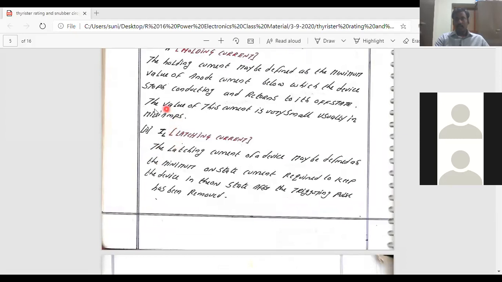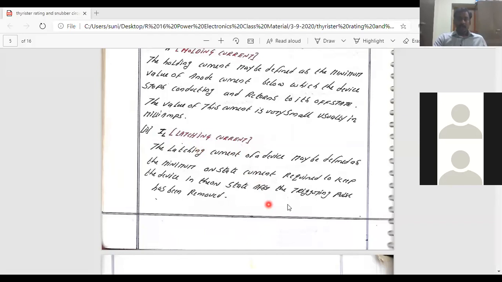Its value is always in terms of milliamps. And then the other one is the latching current. The latching current is defined as the minimum on state current required to keep the device in the on state. Okay, one thing to be remembered here is that this is after the removal of the triggering pulse. So in the case of the latching current, whenever the triggering pulse is removed, the minimum current required to keep the device in the on state is the latching current.